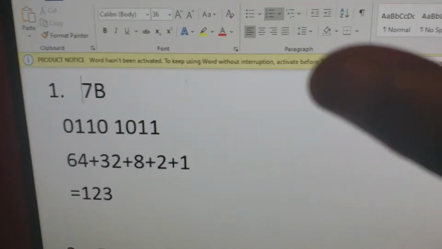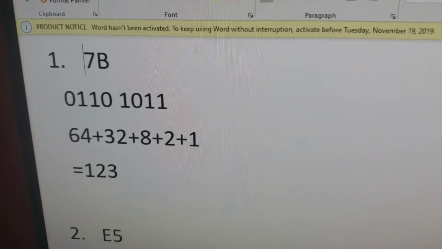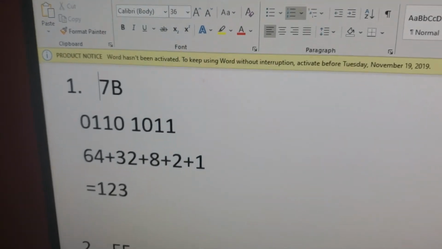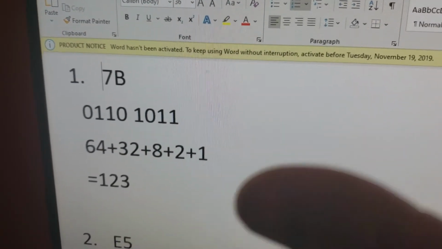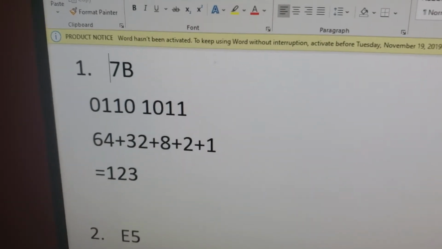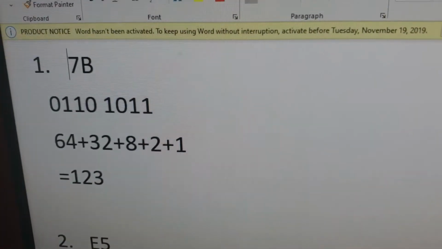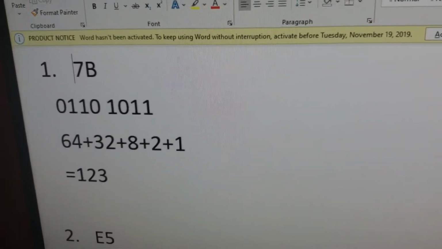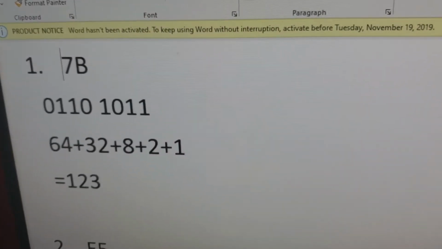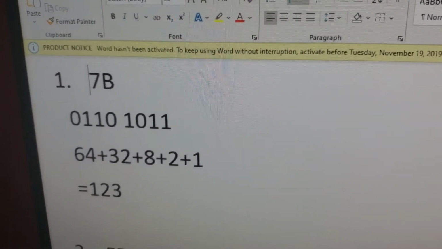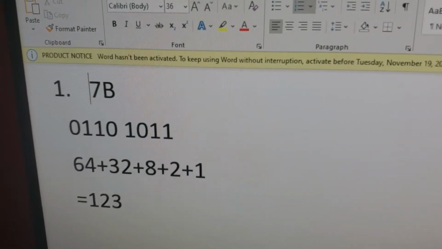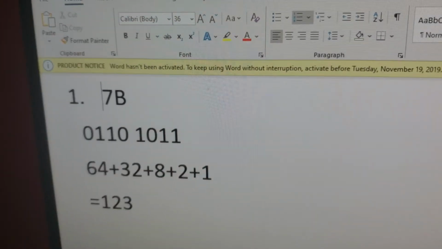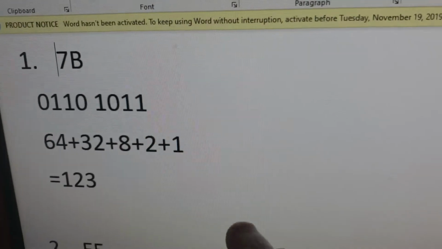So for the first one, we got 7B. What I was taught, and a simple way to do it, is you split the 7 and the B into nibbles, or I forgot the term for it, but basically you take 1 through 8 bits for 7 and 1 through 8 bits for B. Because this is hexadecimal, we are using the A B C D E F rule, where A is 10, B is 11, C is 12, D is 13, E is 14, and F is 15. So let's go through this.